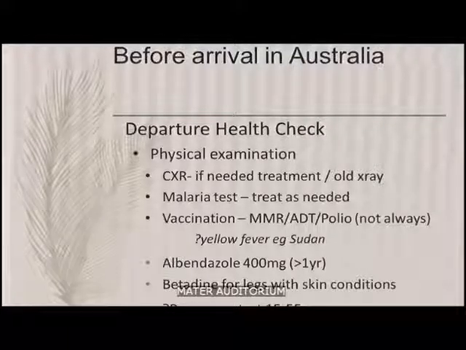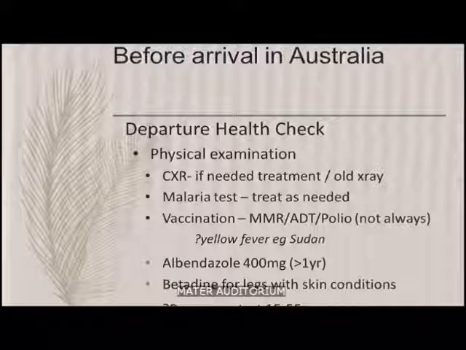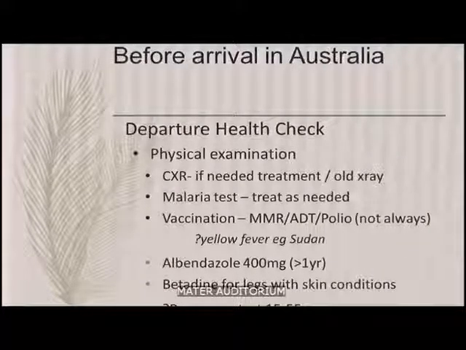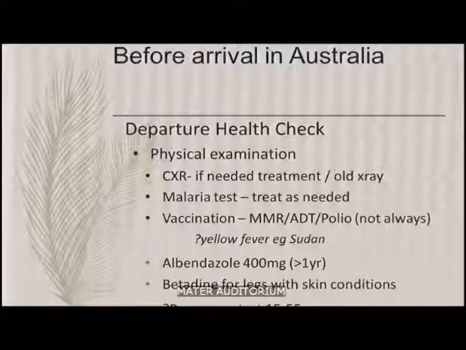So vaccination, everyone gets an MMR. A whole plane load of unvaccinated people arrive with one person coming out with measles, not a good thing. So now everyone gets an MMR before they get on the plane. So you can see this is a fairly reactive approach, but they've added a few things, like some people get an ADT, some people get polio, but not always. And obviously if people are travelling from countries like Sudan, they might have yellow fever.